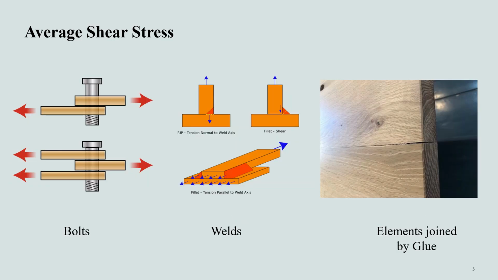The loading case discussed here is an example of simple or direct shear. Since the shear is caused by the direct action of the applied load F, this type of shear often occurs in simple connections such as bolts, welds, and when two materials are joined by glue or some kind of adhesive.